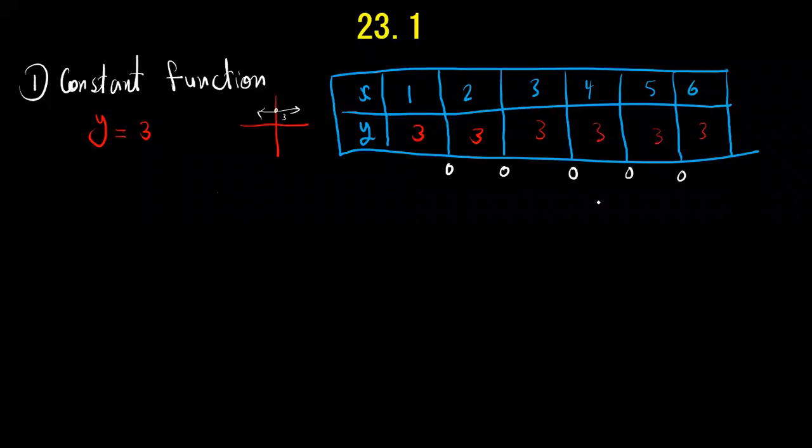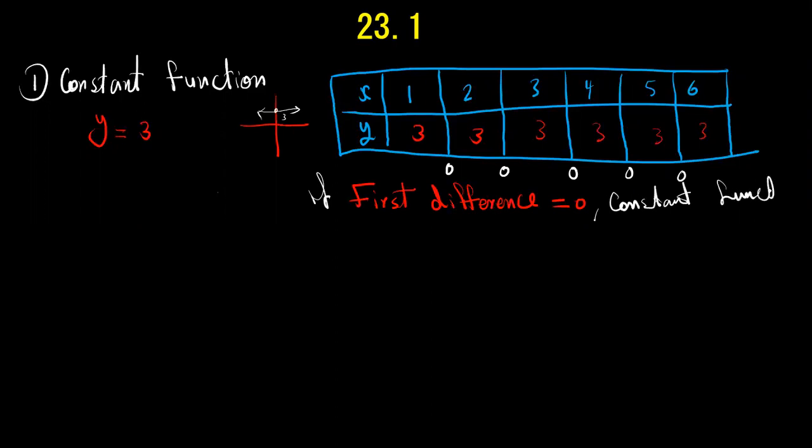So in this case, the first difference is what? First difference is 0. So if the first difference is 0, the function will be constant. So we have a constant function. If first difference is 0, the function will be constant like this one. So this is the first function, and it's related to first difference and second difference.